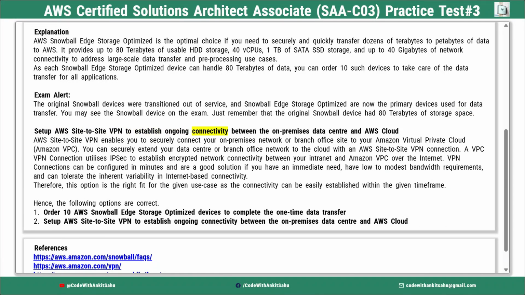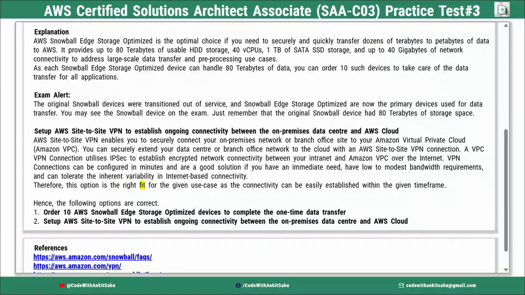Set up AWS site-to-site VPN to establish ongoing connectivity between the on-premises data center and AWS Cloud. AWS site-to-site VPN enables you to securely connect your on-premises network or branch office site to your Amazon Virtual Private Cloud, Amazon VPC. You can securely extend your data center or branch office network to the cloud with an AWS site-to-site VPN connection. A VPC VPN connection utilizes IPsec to establish encrypted network connectivity between your intranet and Amazon VPC over the internet. VPN connections can be configured in minutes and are a good solution if you have an immediate need, have low to modest bandwidth requirements, and can tolerate the inherent variability in internet-based connectivity.